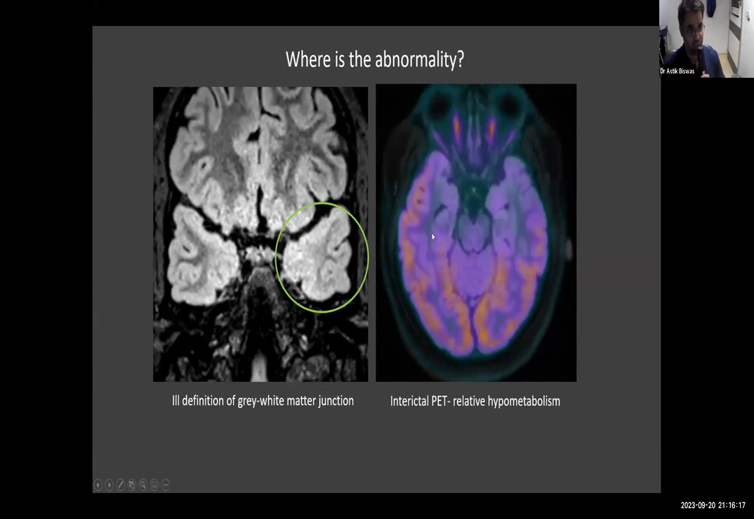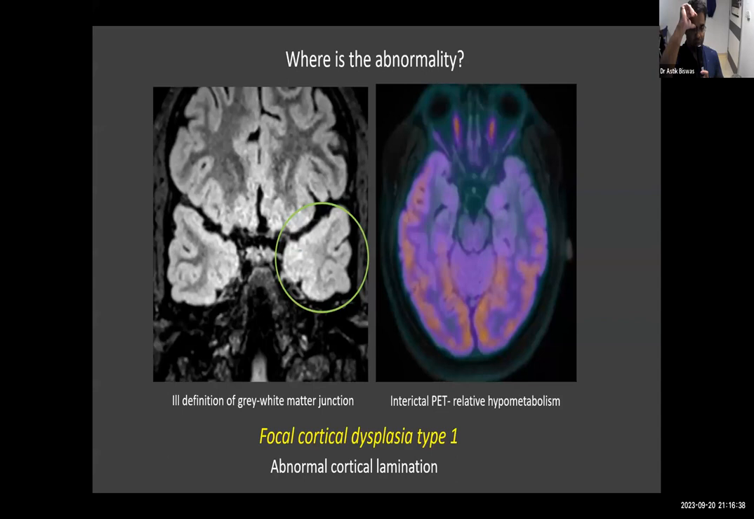So in this particular case, you could see this asymmetry, that is relative hypermetabolism in the left anterior temporal lobe. And this turned out to be a type 1 FCD, and this occurs due to abnormal cortical lamination. There are differentials for this, some of them quite disputed in literature, but the differentials would be the so-called MOGHI, or mild malformation of cortical development with oligodendroglial hyperplasia, etc.